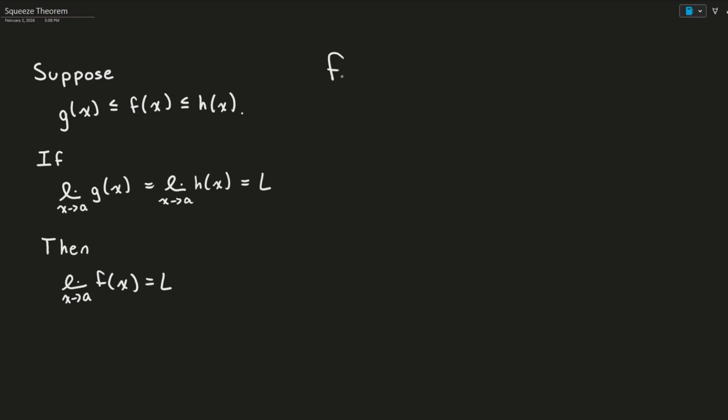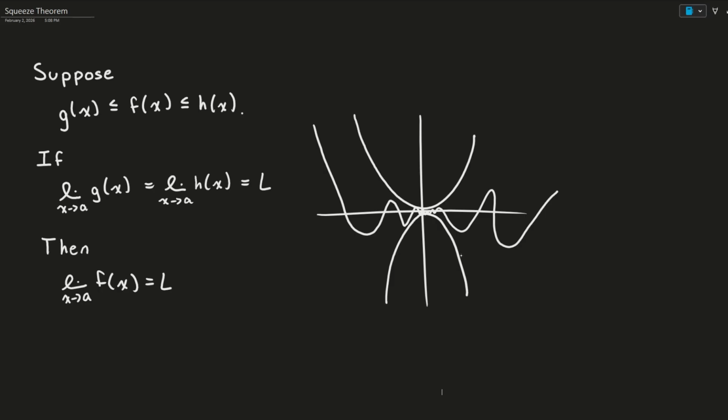So if we have f of x equals x sine 1 over x, obviously we can't just substitute in, and there's not really a logical way to do this other than by following the squeeze theorem. Here's what this might look like graphically.